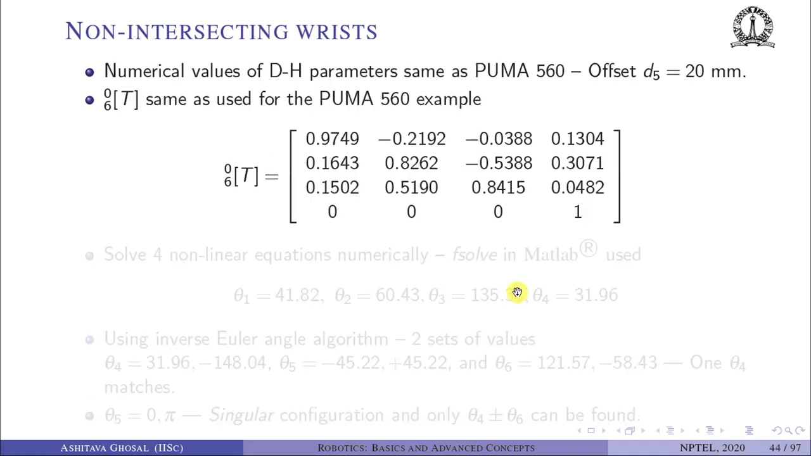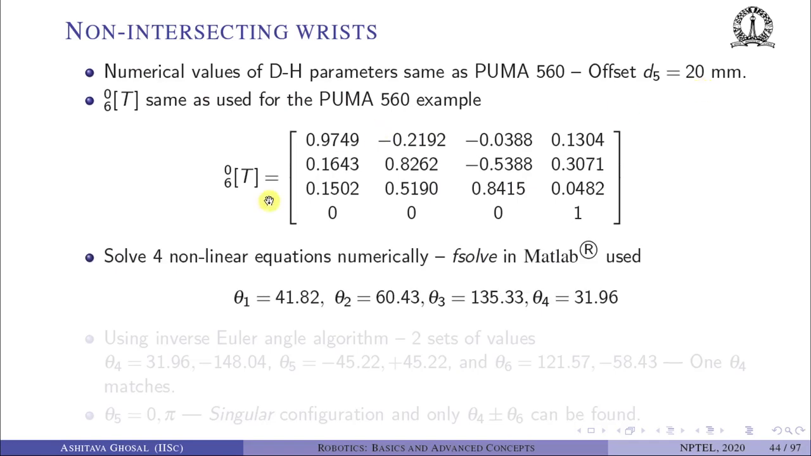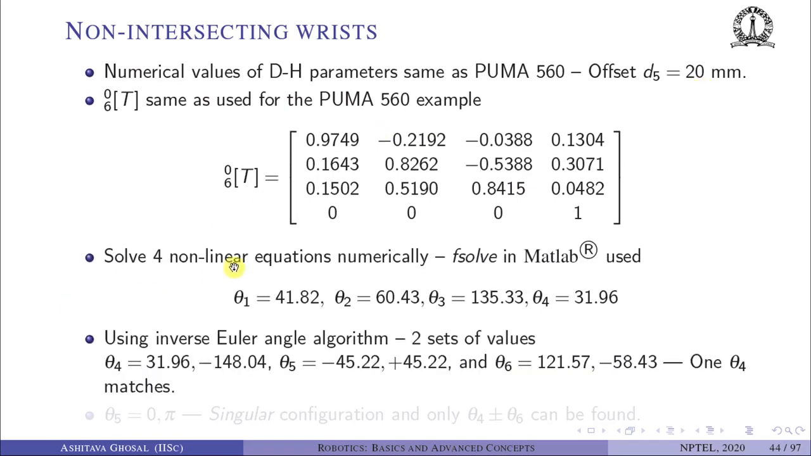So let's look at a numerical example. The 0, 6, T is same as the Puma example. We have taken the same set of angles and the same DH parameters, and we assume D5 is 20 mm. This is reasonable because the last link offset is small. It is not very large. So if we solve these four equations in MATLAB using this solution program called fsolve. How many of you have heard of fsolve? I don't know, but there is a way to solve nonlinear equations in MATLAB numerically using this routine called fsolve, and we will get theta 1, theta 2, theta 3, and theta 4.